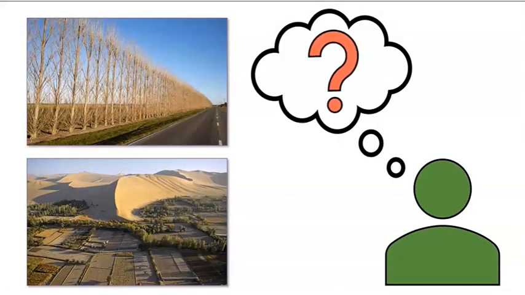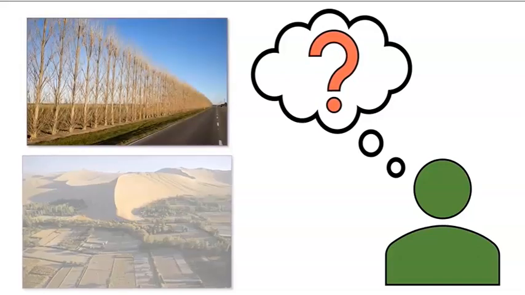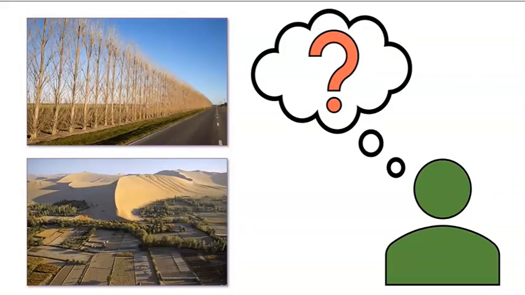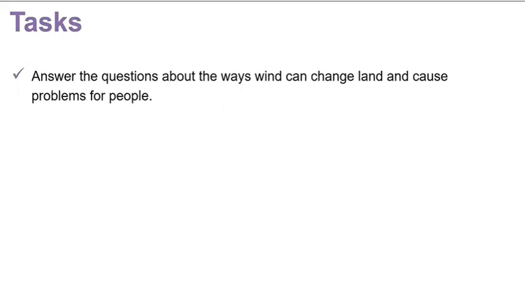I wonder if there could be another solution to reduce the problems caused by wind and water. Let's keep investigating to see what else we can learn. Maybe there are other ways to keep wind and water from causing problems by moving land. Let's review your task for today. Answer the questions about the ways wind can change land and cause problems for people. Fill in the blanks to update the anchor chart.